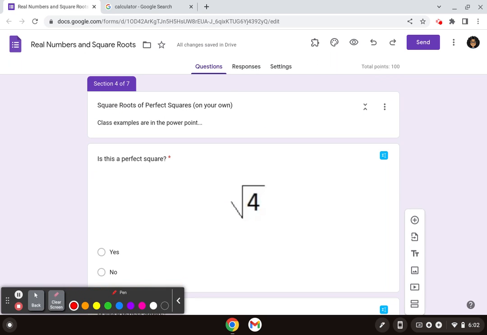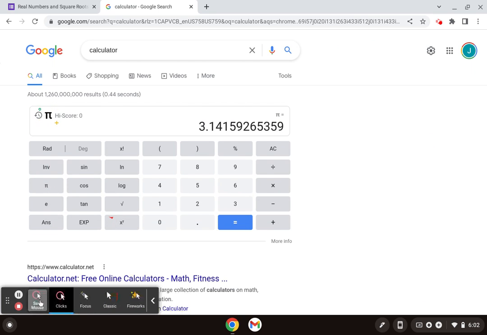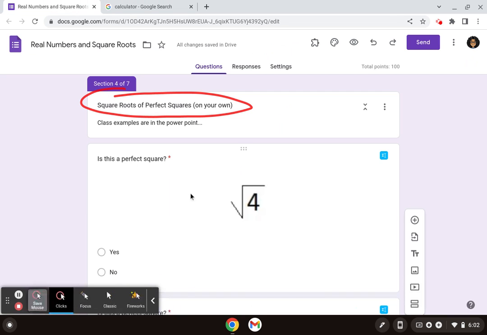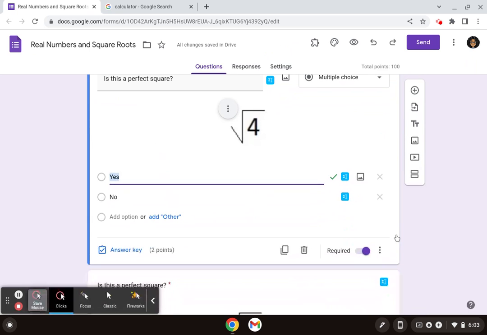For this section, when you get to the square roots of perfect squares, a perfect square means that there is no decimal. So let me show you square root of 4. Let's go back to our calculator. I type in the square root of 4, hit enter. It gives me 2. That's a perfect square root. So on this one, I'm going to check yes, which you could tell would be the right answer. Now again, on my side it shows it. Yours, you just click yes to move on.